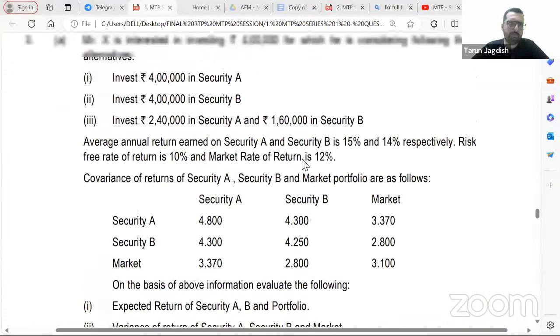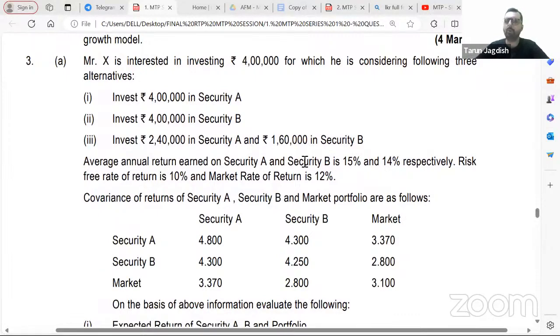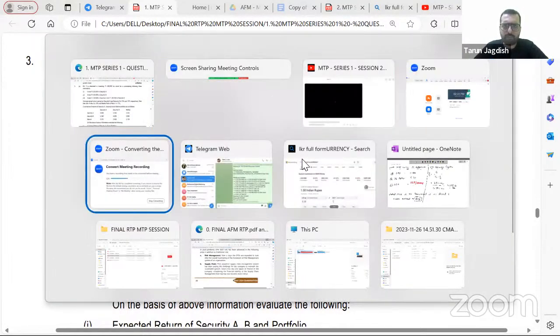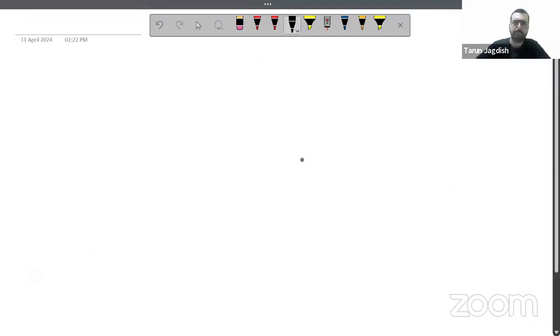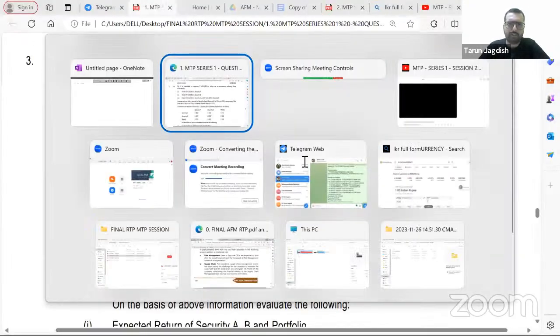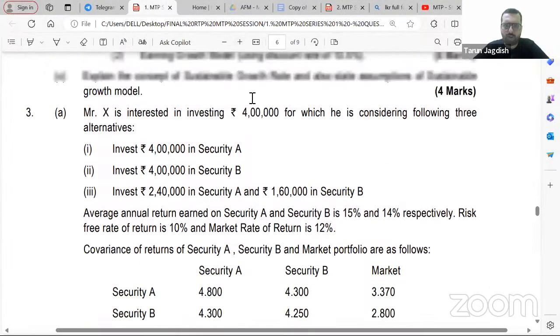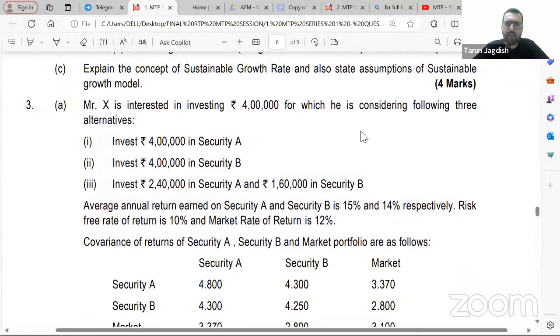Let us do question number 3A. 3A is a beautiful question. This question might take around 30 minutes, friends. First thing, they have told us X is having 4 lakhs. He can invest in 3 alternatives. Alternative 1 is put full money in A, put full money in B, that's option 2.